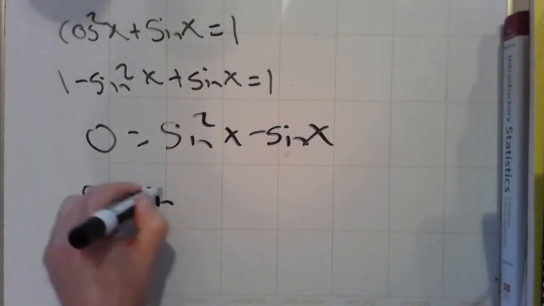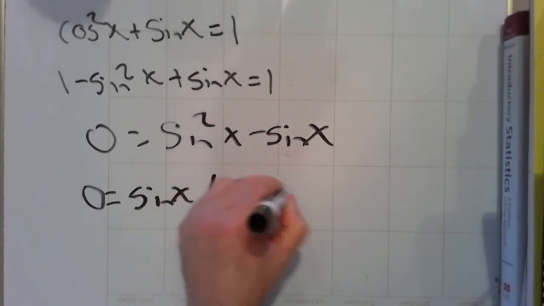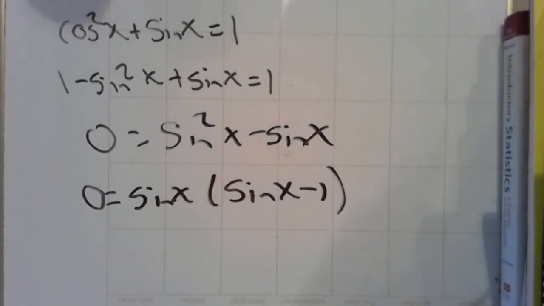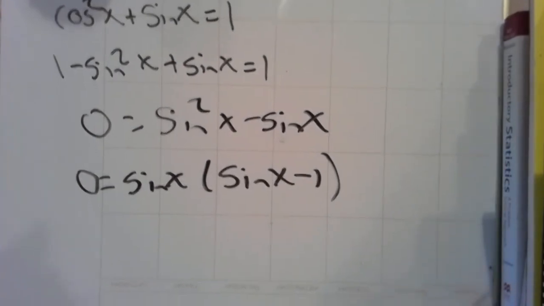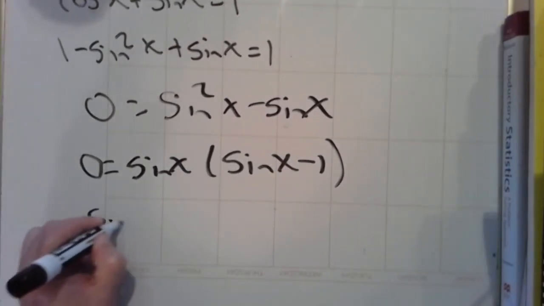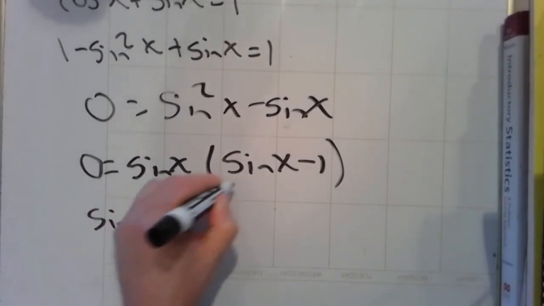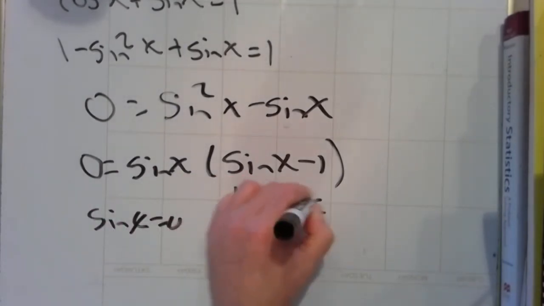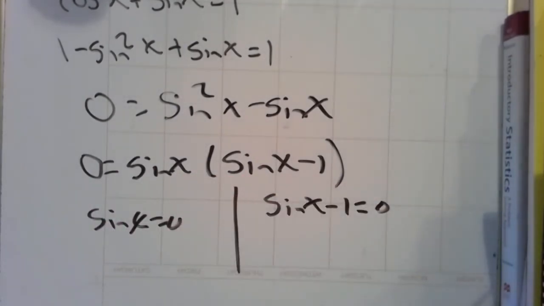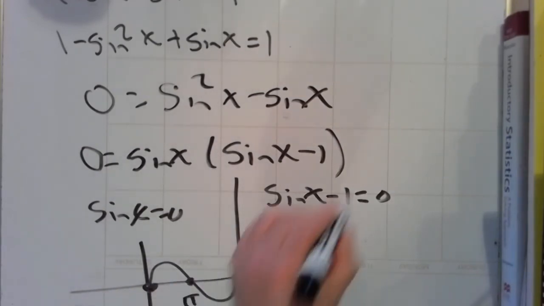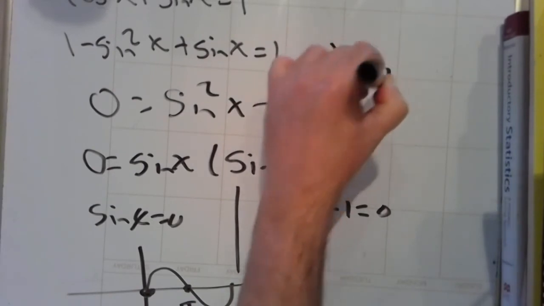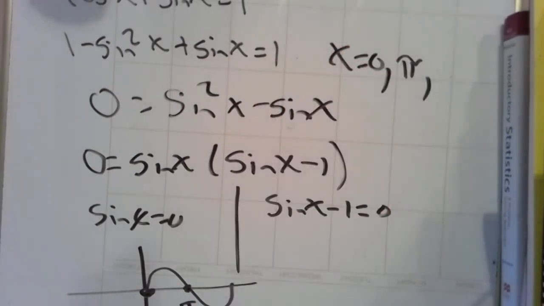I could pull out a sine of x. I'm left with sine x minus 1. I have two things multiplied together to equal 0. That means one of them equals 0. So either sine of x equals 0 or sine x minus 1 equals 0. So where does sine equal 0? Between 0 and 2 pi, at 0 and pi. So x might be 0, might be pi.